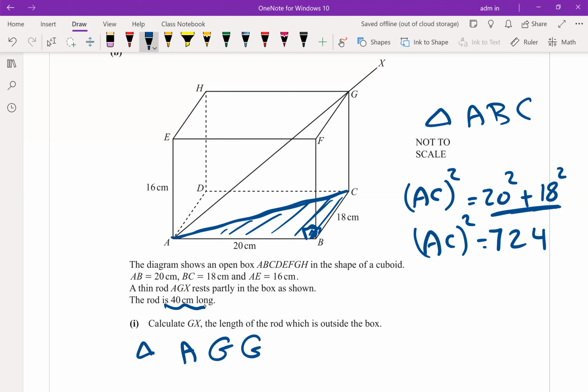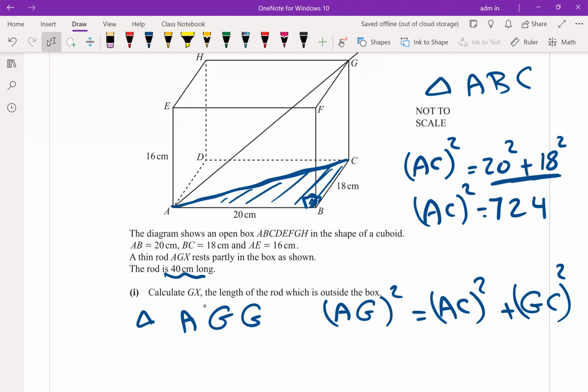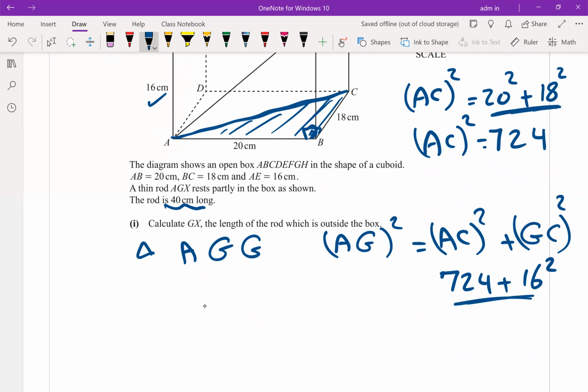I will now apply it for triangle AGC. AG squared is AC squared plus GC squared. AC squared, we already have 724. GC exactly like EA, which is 16 squared. Then add first, then take the square root. So AG is 31 point something.